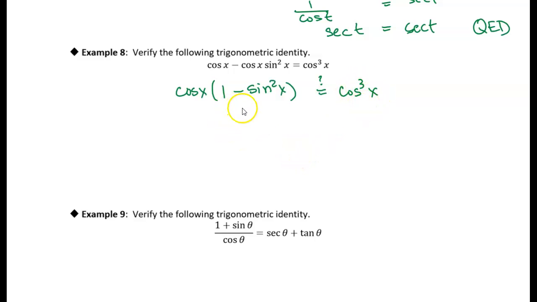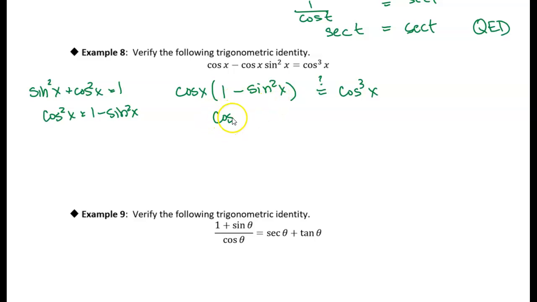All right, well, now this looks familiar, right? I have the cosine of x, but I also have 1 minus sine squared of x, which you should recognize as being the Pythagorean identity in a different form, right? Because sine squared of x plus cosine squared of x is equal to 1. And so then I know that cosine squared of x is equal to 1 minus sine squared of x. Okay? So I can actually replace 1 minus sine squared of x with cosine squared of x.